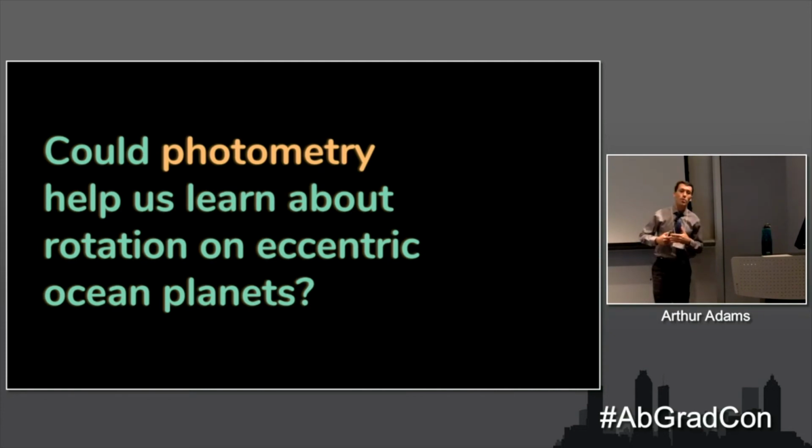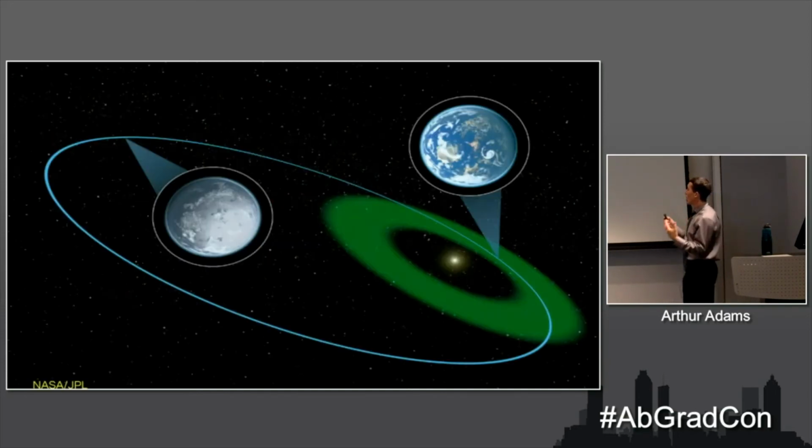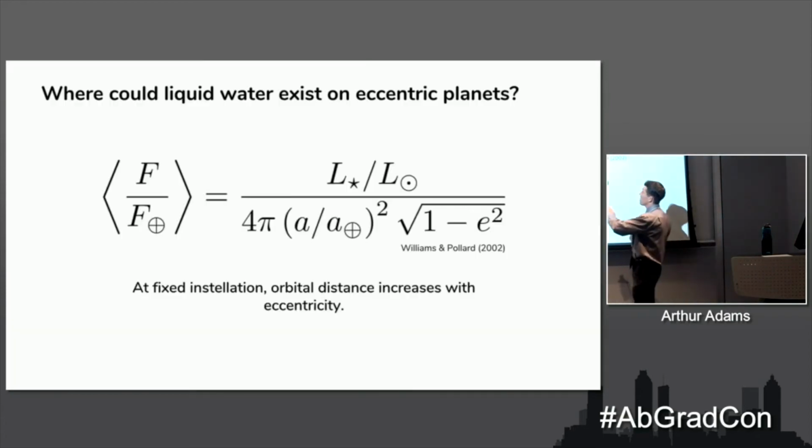If we take this photometric approach, could we learn something about rotation on eccentric ocean planets? I'm going to start with a very basic ocean planet model: an Earth-like planet on an orbit that is eccentric, but you fix the total orbit-averaged stellar heating to match that of Earth. That's characterized by this mean flux approximation.